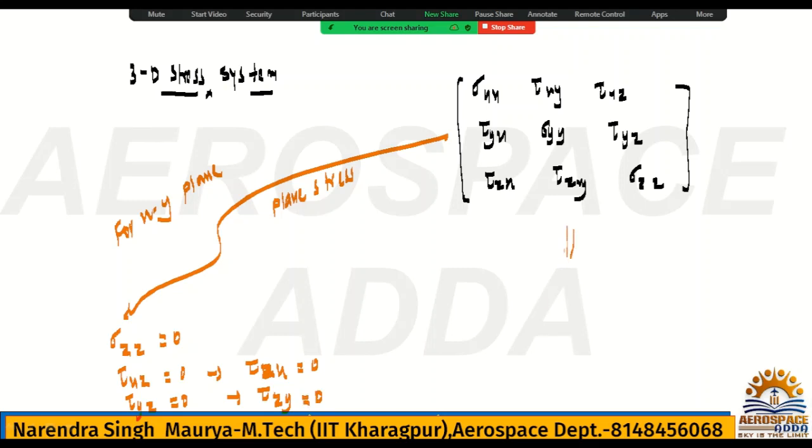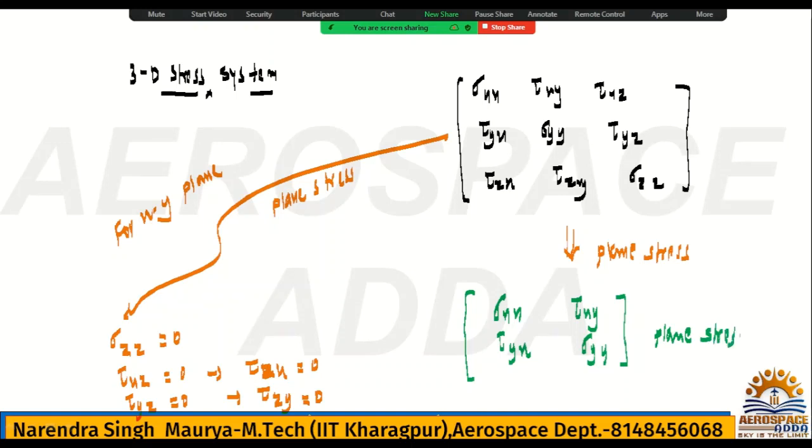So if you convert this into plane stress, you will have the stress system like this: sigma xx, tau xy, tau yx, and sigma yy. This is what plane stress is on the xy plane. Hope this one is clear. So this condition itself is called plane stress. The conversion from 3D to 2D is considered a plane stress condition.